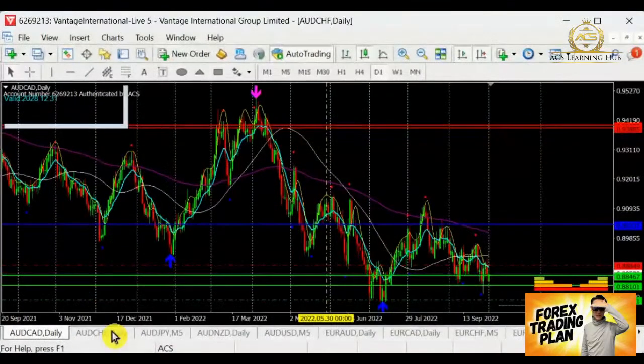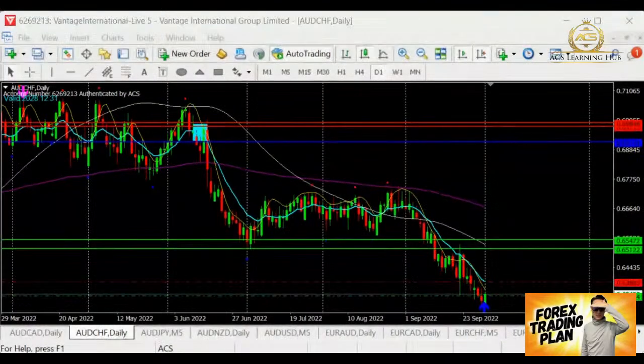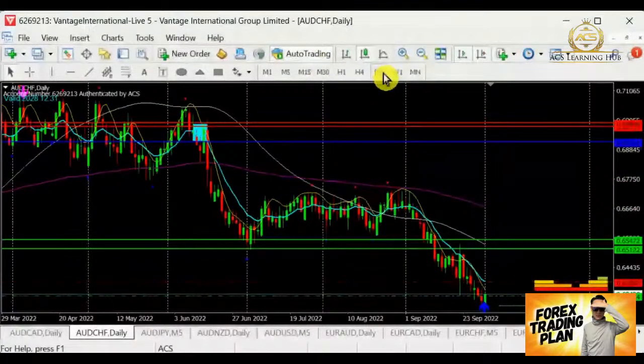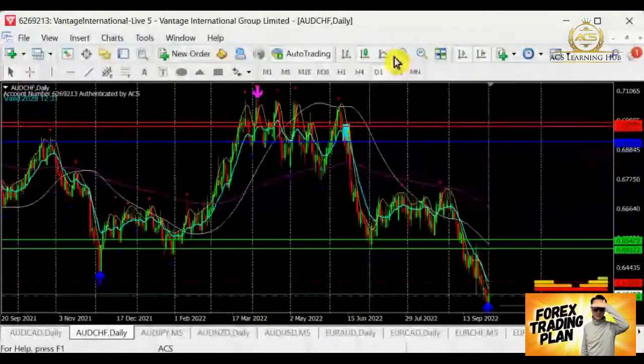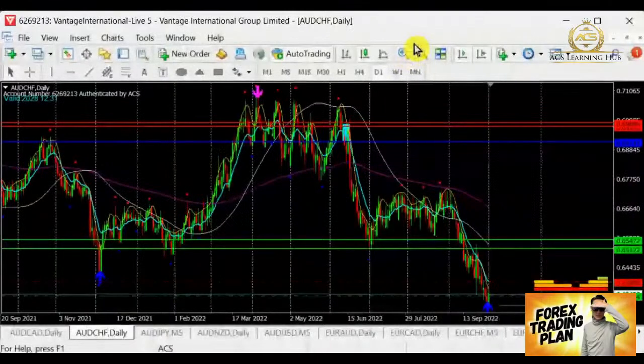Next, Aussie franc. Let's take a look at Aussie franc. It's the same thing over here. As we can see, there's some support at this moment, although we are still in the bear. Currently we are still in the bear, but today we are facing some retracement. So today, I'm going to stay away as well.